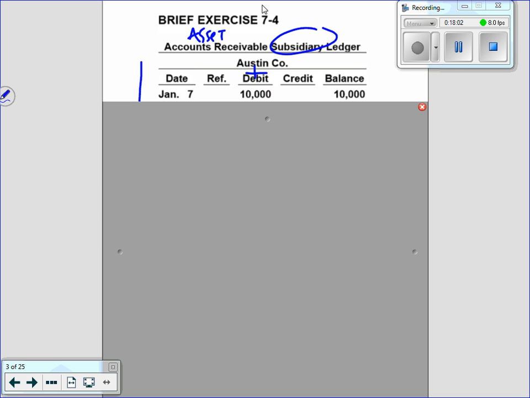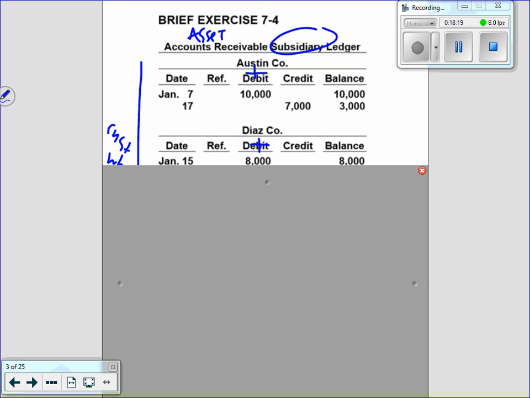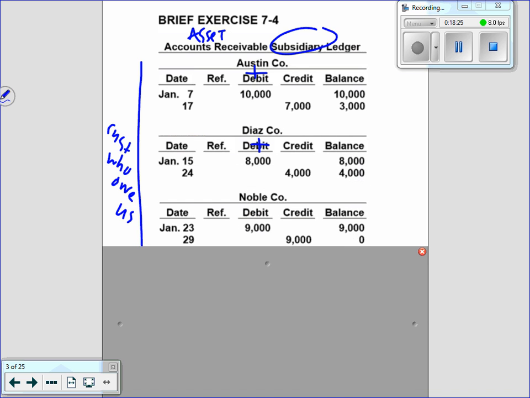January 15th, Diaz bought something from us. $8,000. Did they pay us cash? No, we allowed them to charge. So we'd go down to Diaz, which is also, all of them are assets, so all the debits are the pluses. 8 grand plus nothing is 8 grand that they owe us. And then on the 23rd, Noble did the same thing, only charged 9 grand. So we're sitting here with these balances.